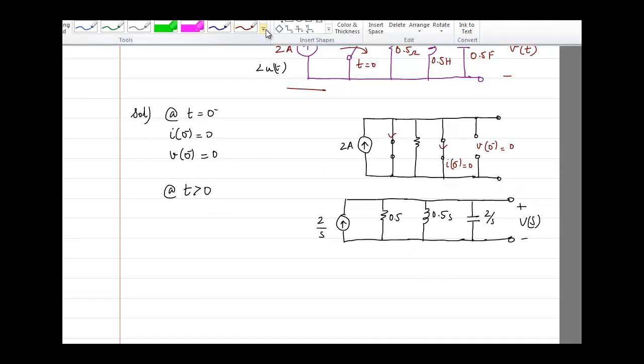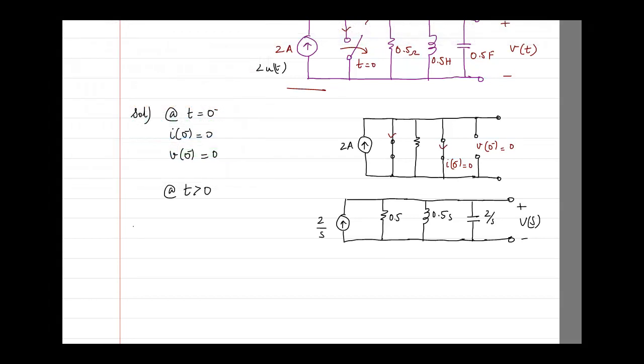V of s is very simple, it is going to be the current 2 by s multiplied with the total impedance in the circuit, because there is no other impedance. V of s is the voltage across this, correct? So it is basically the current multiplied with the impedance, which is going to be 0.5 parallel with 0.5 s parallel with 2 by s. How do we solve this?